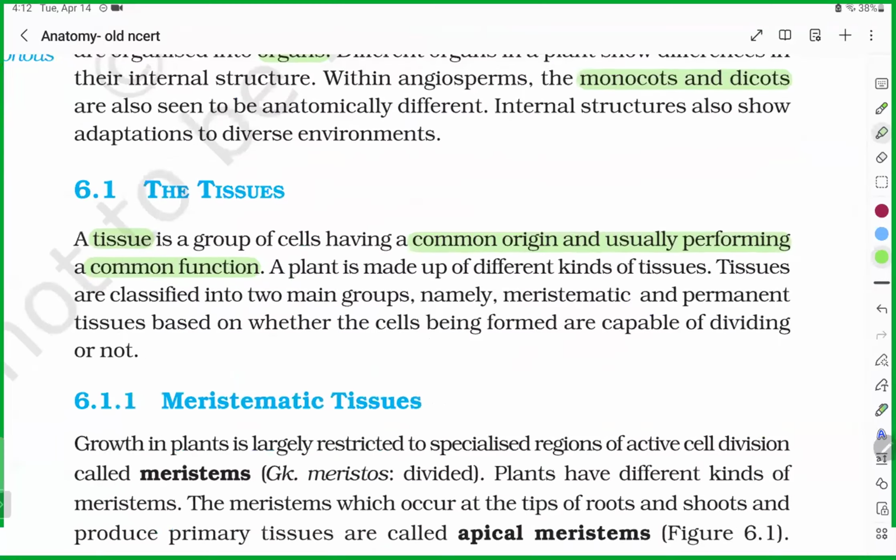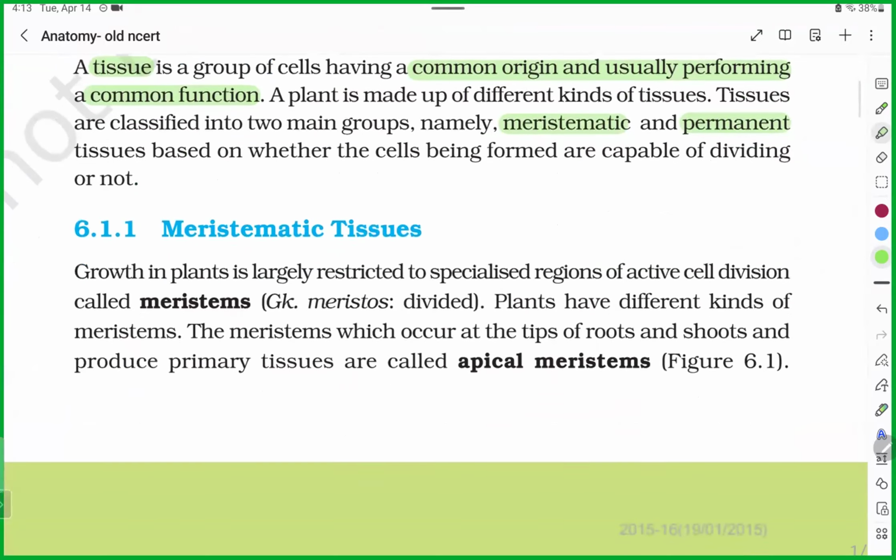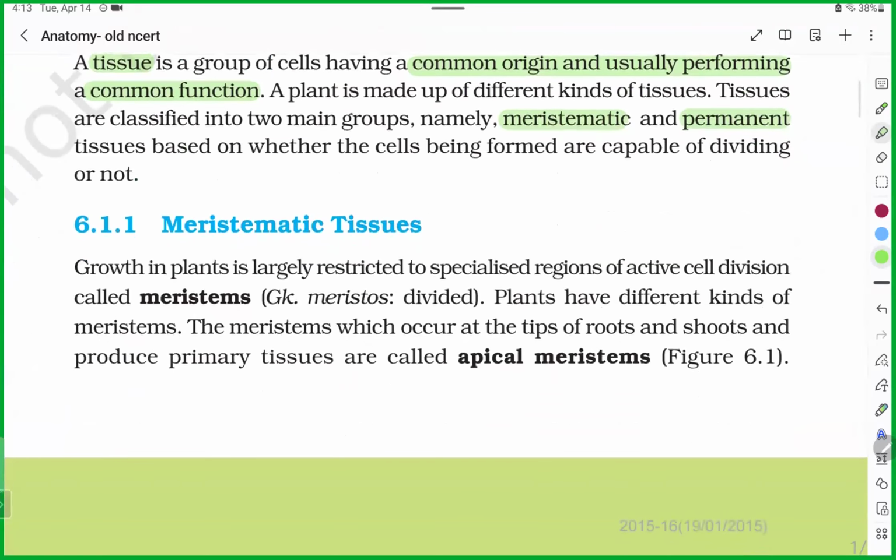So guys, tissue has common origin and common function. Plants are made up of different types of tissue, and the main two types are meristematic and permanent. Meristematic means dividing and permanent means non-dividing. Meristematic tissue is mostly present in specific areas, and growth in this region is known as meristem. Meristem means divide. Plants have different types of meristem.